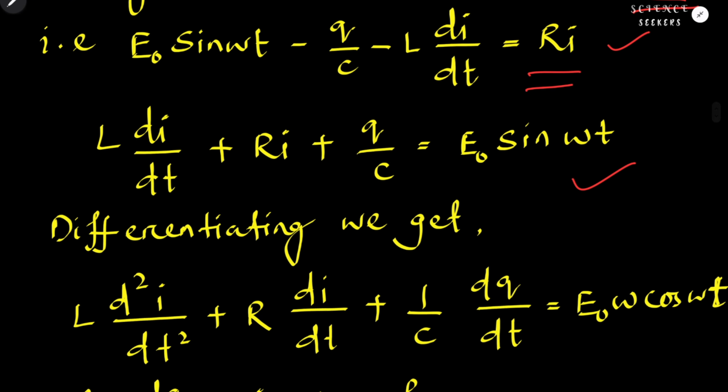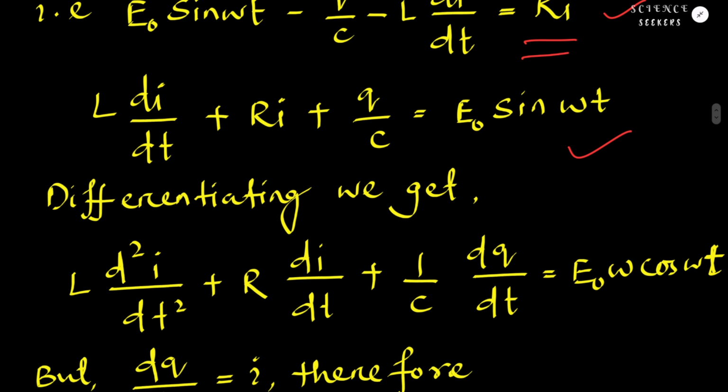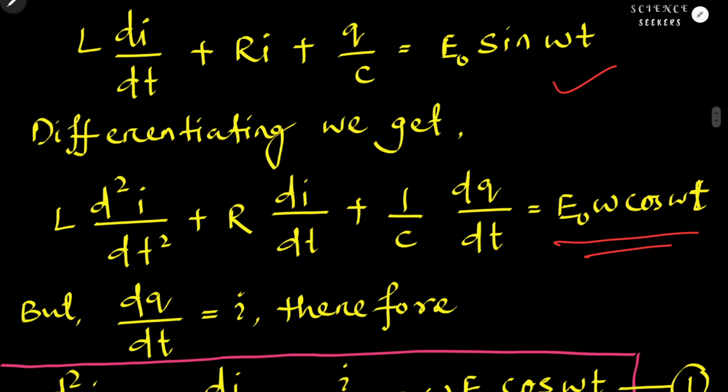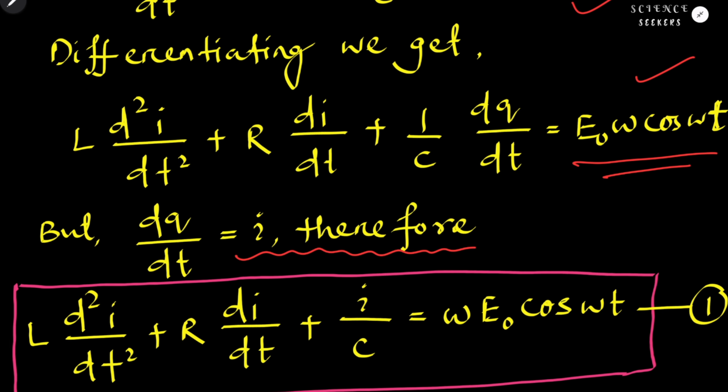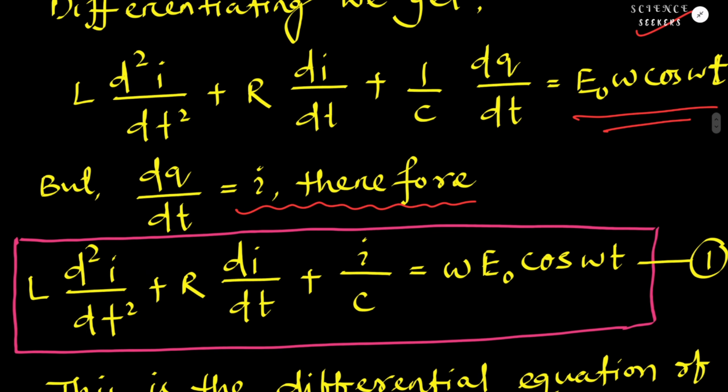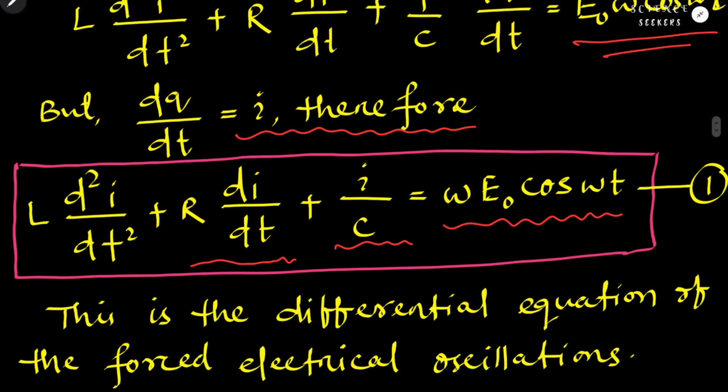Differentiating the equation, we get L d square I by dt square plus R di by dt plus 1 by C into dq by dt equal to E naught cos omega t into omega, that is E naught omega cos omega t. dq by dt equals I, the current. So this expression is reduced to L into d square I by dt square plus R into di by dt plus I by C is equal to omega E naught cos omega t. That is the differential equation of the forced electrical oscillator, equation 1.